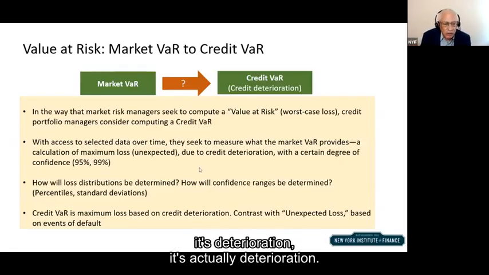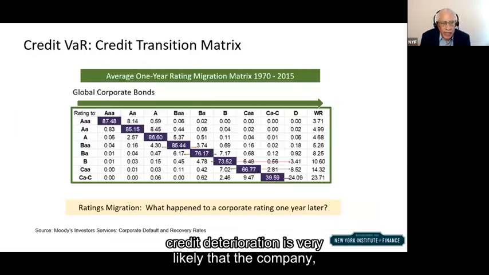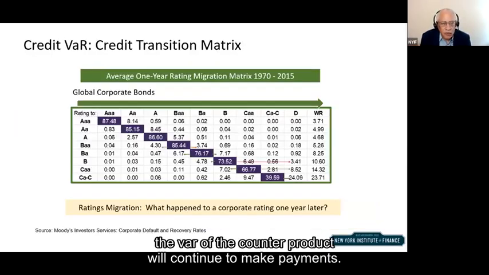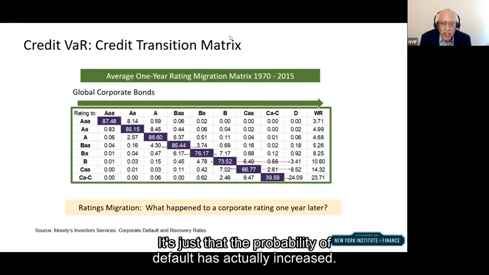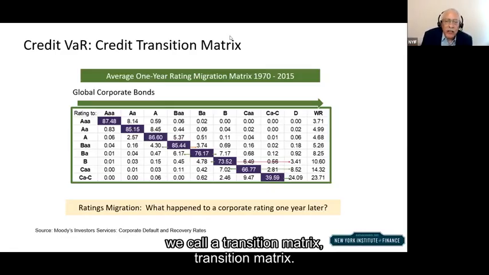Remember, with default, we're looking at the case where there's a non-payment. With credit deterioration, it is very likely that the company, the borrower, or the counterparty will continue to make payments. It's just that the probability of default has increased. Now, one way we can do this is looking at what we call a transition matrix.